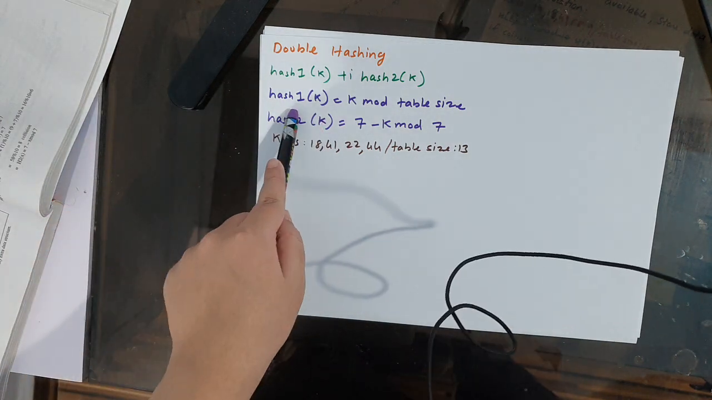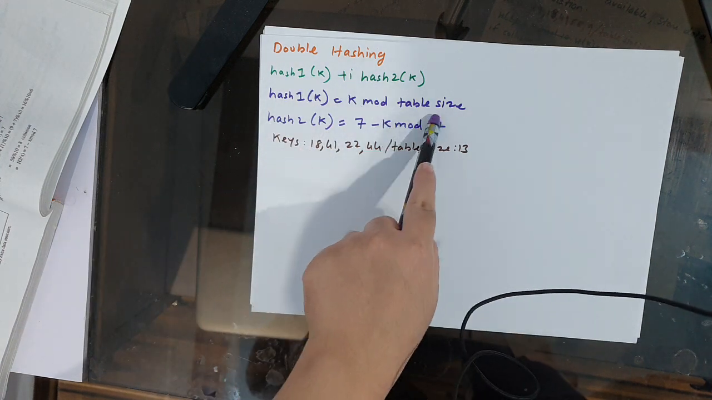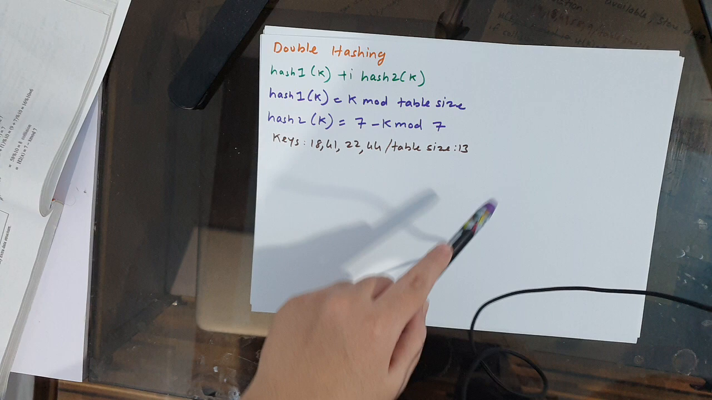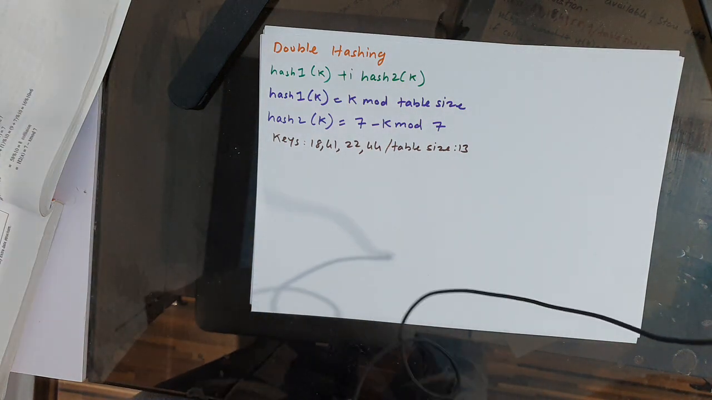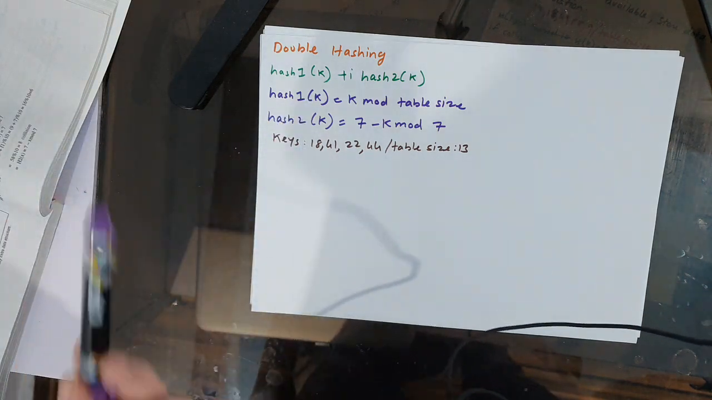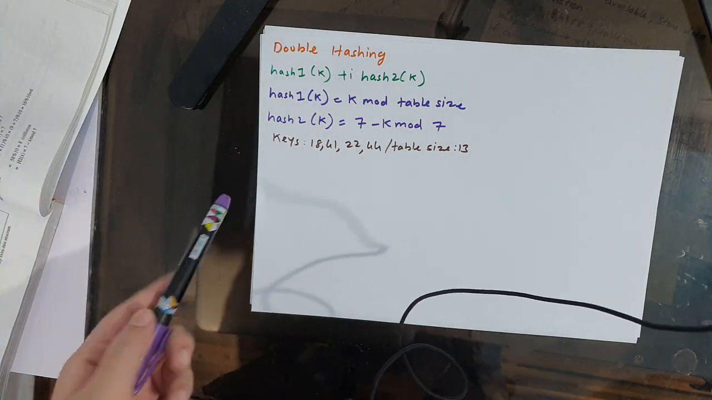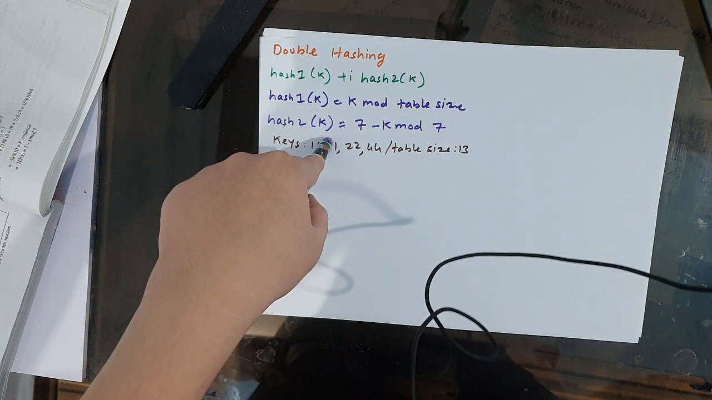So the individual hash functions are given right here. The first hash function is k mod table size, and the second one is 7 minus k mod 7. So these are the two hash functions that we are going to use. The second one will be used only if required. The first one will be the main function, and the second one will be the secondary function.